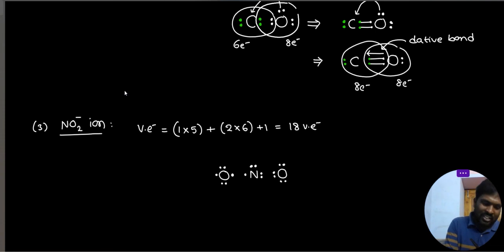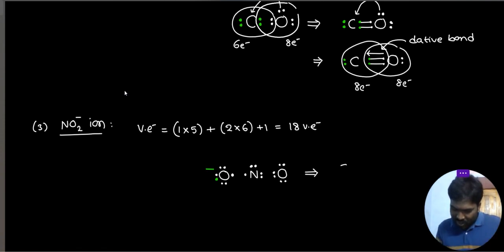Now here one negative charge is there. For a negative charge, we can write one extra electron. Negative charge, understood? So now, this is the Lewis dot structure.